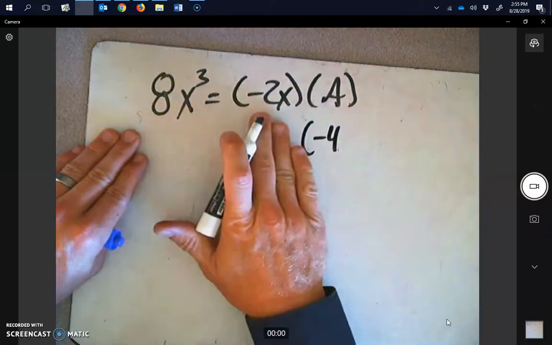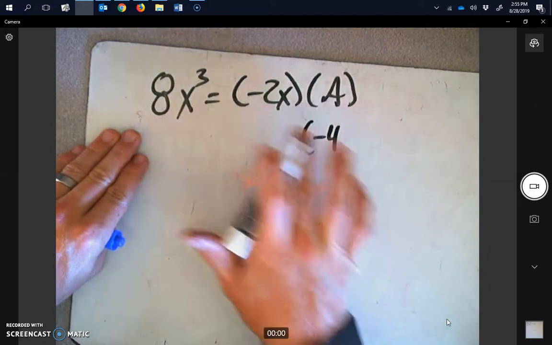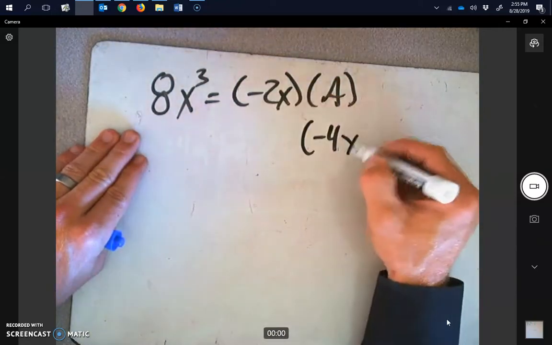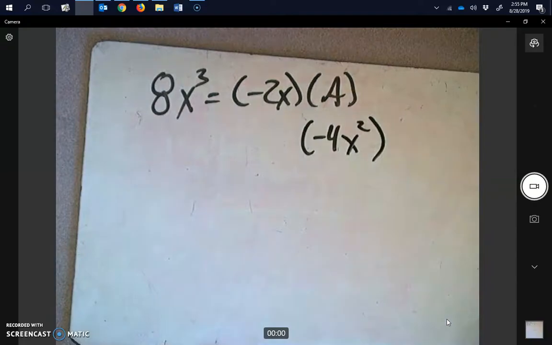Okay, it's positive. That's negative, so we have to have a negative number. And then 2 times 4 is 8. We have 1x here. We need to get to x cubed, so it would be x squared. Negative 4x squared.